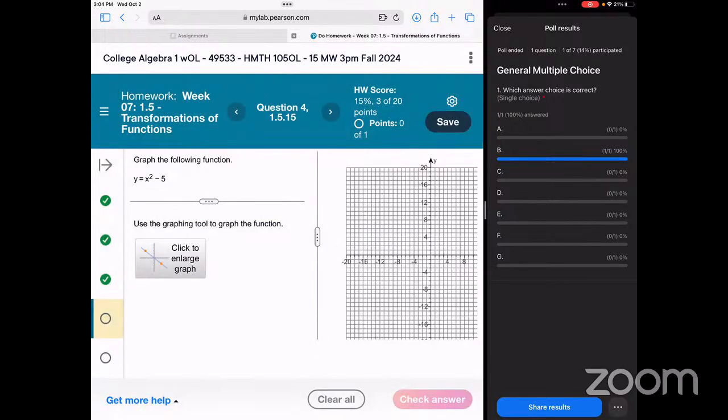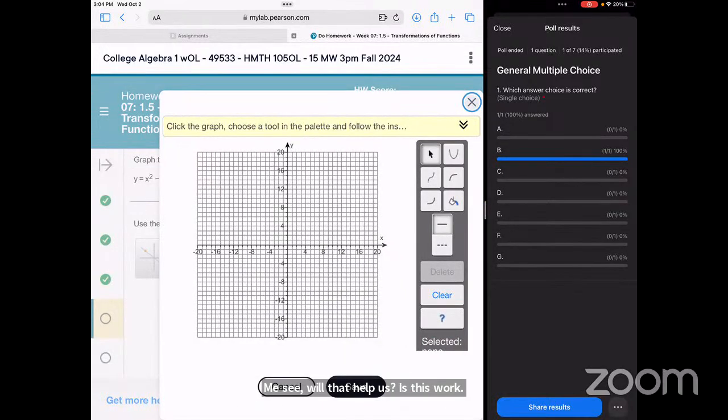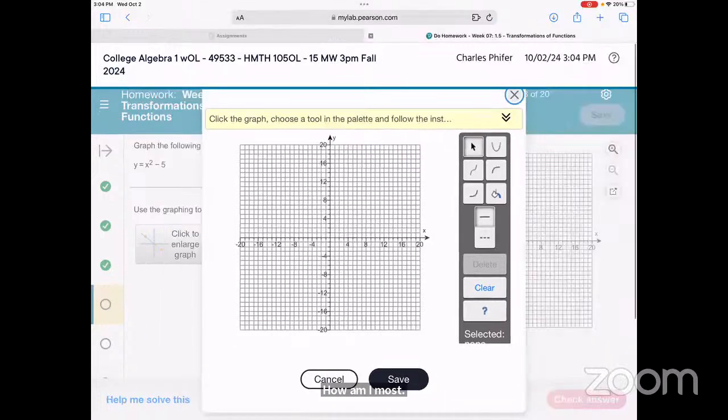All right, so this one we're asked to graph. I think, let me see, will that help us? Let me see if this will work. No. Almost. We're just going to suppress that for now. Okay. So the graph we have is y equals x squared minus 5.